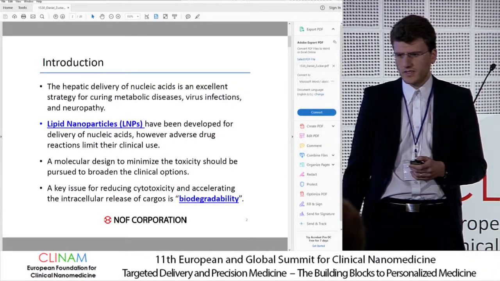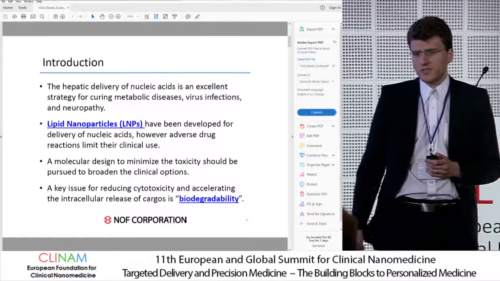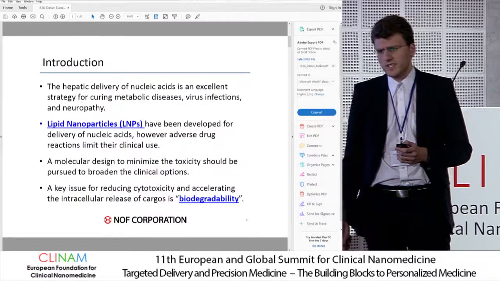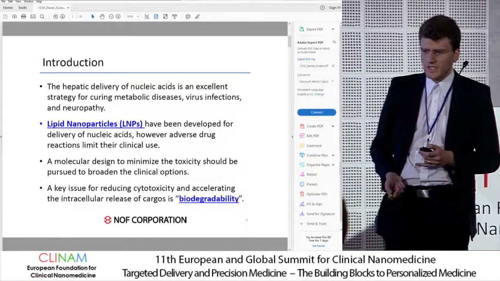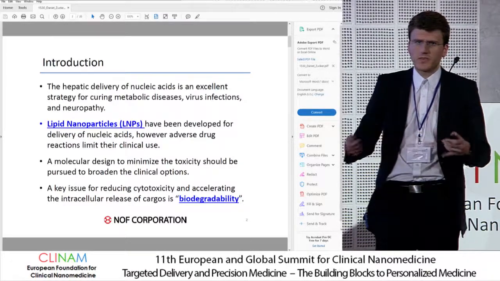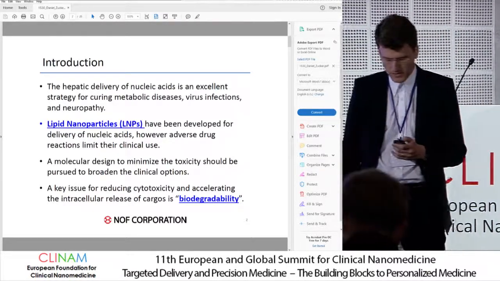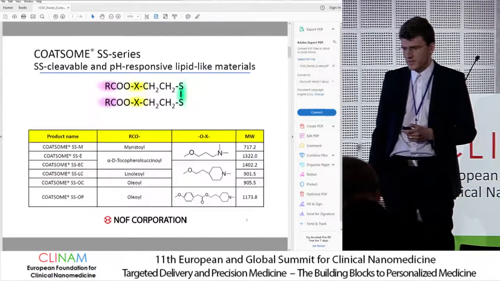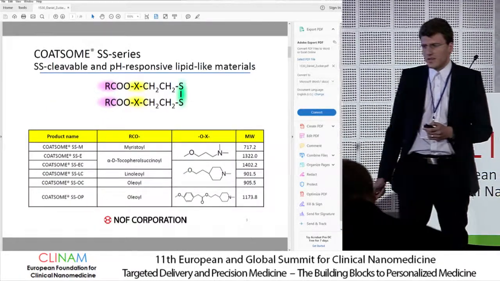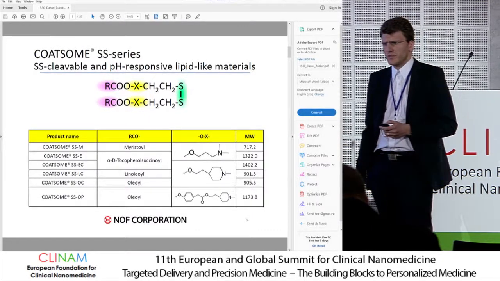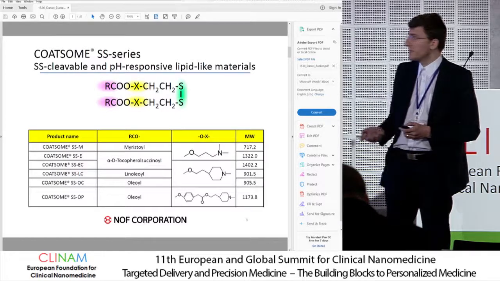Therefore, molecular design is needed in order to minimize the toxicity of the technology and to broaden the clinical options for this technology. A key issue for reducing the toxicity of lipid nanoparticles is to increase their biodegradability, so they will disappear after they do their work, instead of accumulating in the cells and causing toxicity. So we developed a library of ionizable lipids.